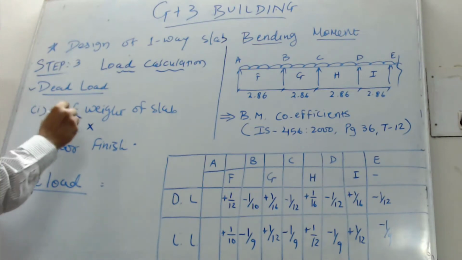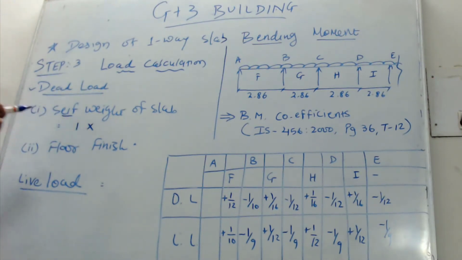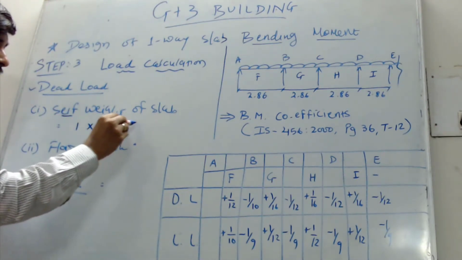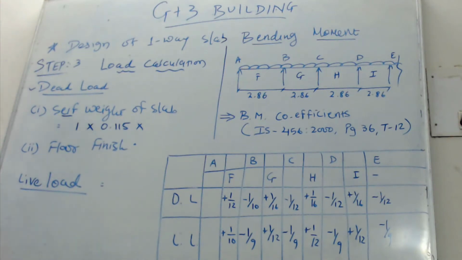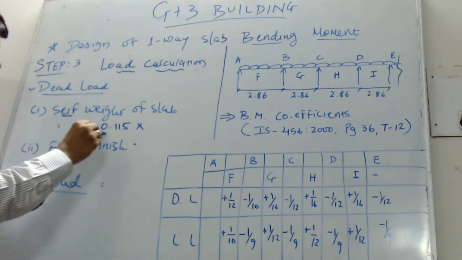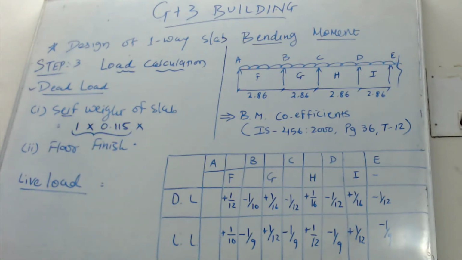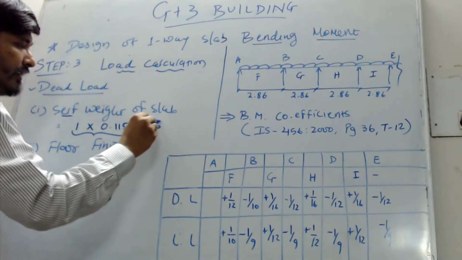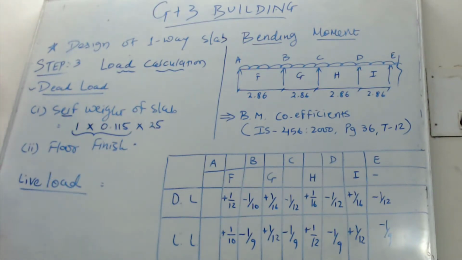Here we are calculating in terms of kilonewton per meter load, so we need to convert that into meters. So 0.115 multiplied by density of concrete. The formula was area into density, so this is area 1 multiplied by 0.115, that is 1 meter length multiplied by thickness. So area multiplied by density. Density of concrete is given in the data. If not given, you need to consider it as 25 kilonewton per meter cube.